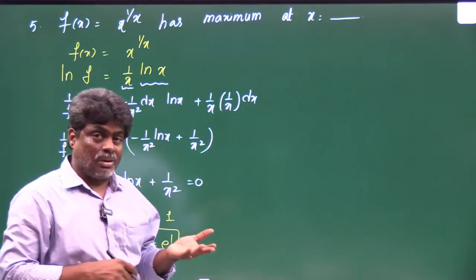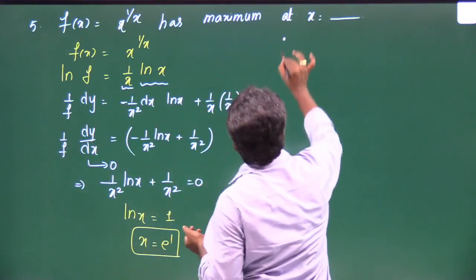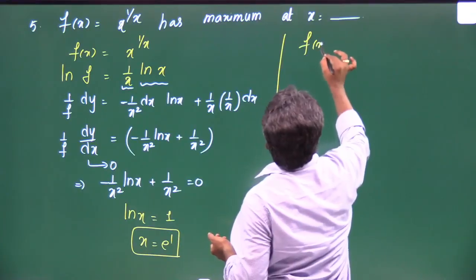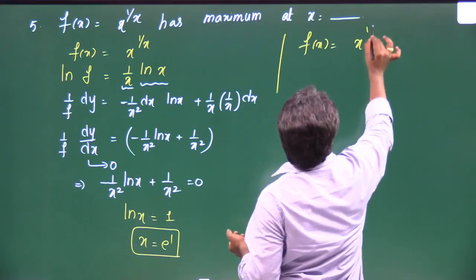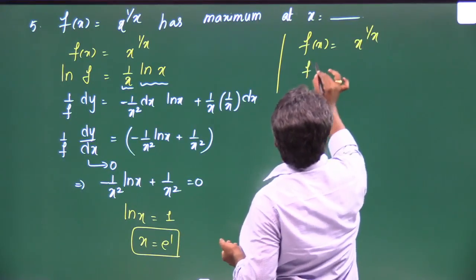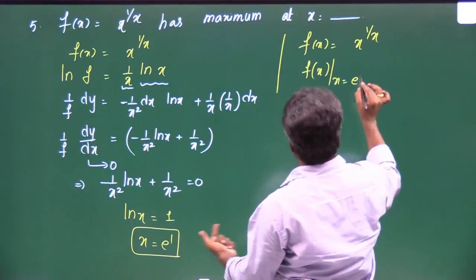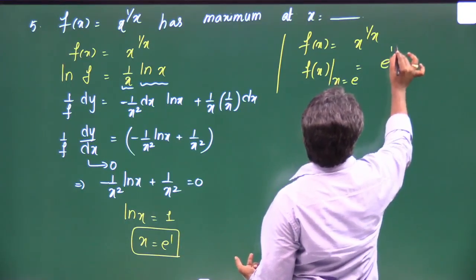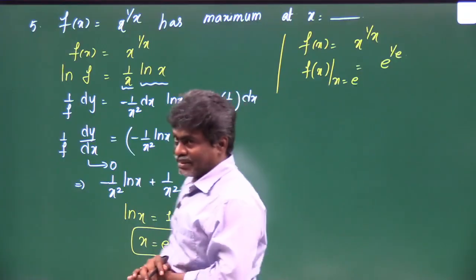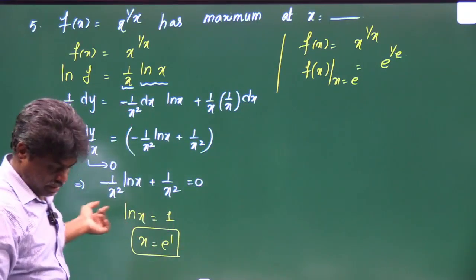If they are asking what is that maximum value, then you have to take the function again, x power 1 by x, and you have to substitute x equal to whatever you got, that is e, so e power 1 by e, something like this. Okay, next problem.